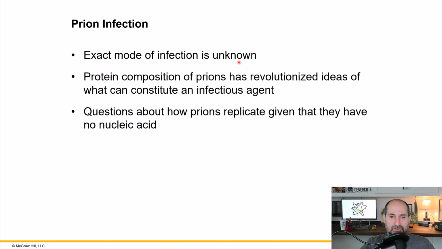The exact mode of infection is unknown for prion disorders. However, you should know that it's proposed that there is a misfolded prion protein, and this causes a cascade of misfolding, where once one or two prion proteins are misfolded, the rest of the brain's normal prion proteins are also misfolded.